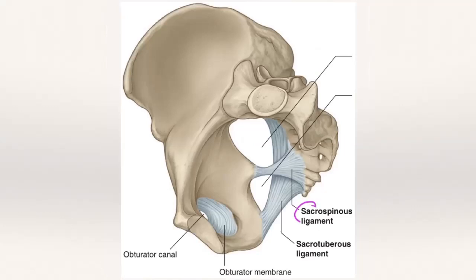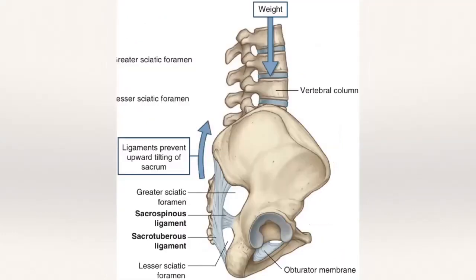And also there is the sacrospinous ligament, that is from the sacrum to the spine, the ischial spine, right? And there is the sacrotuberous ligament, okay, to the tuberosity of the ischium, right? So these are the structures, right? Sacrotuberous and sacrospinous ligaments that give stability to the hip bone and sacrum in the entire pelvis.